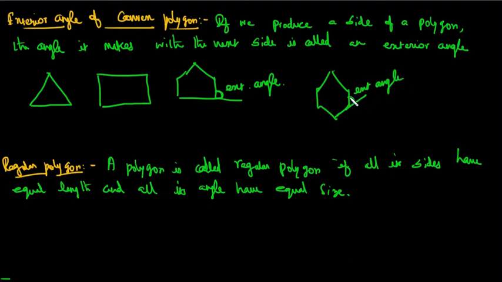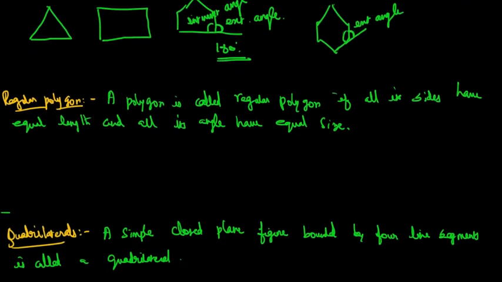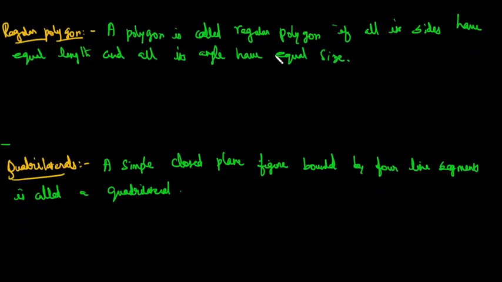What would be the exterior angle plus the interior next angle? It should be 180 degrees. Do you agree? Adding these two, this is the interior next angle, this is the exterior angle. Adding these two, you will get 180 degrees, isn't it? So, a regular polygon: a polygon is called a regular polygon if all its sides have equal length and all its angles have equal size.